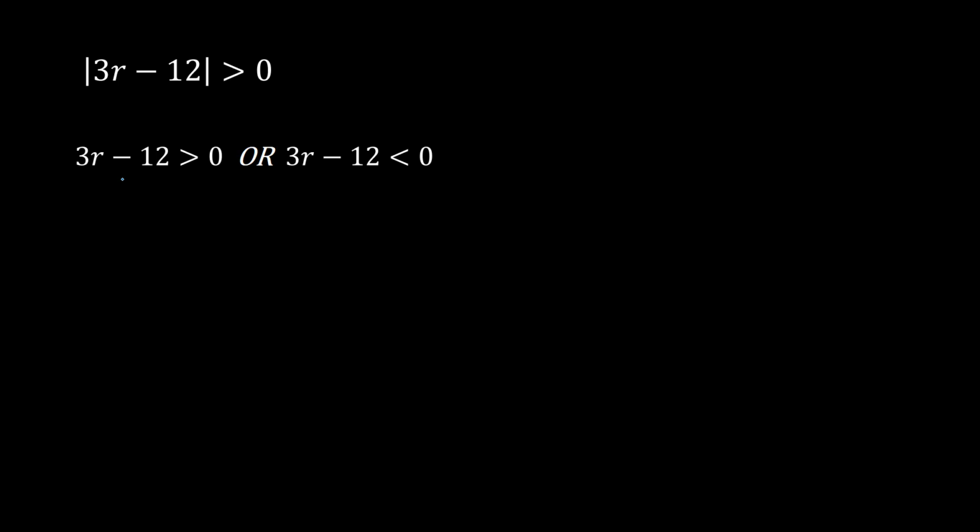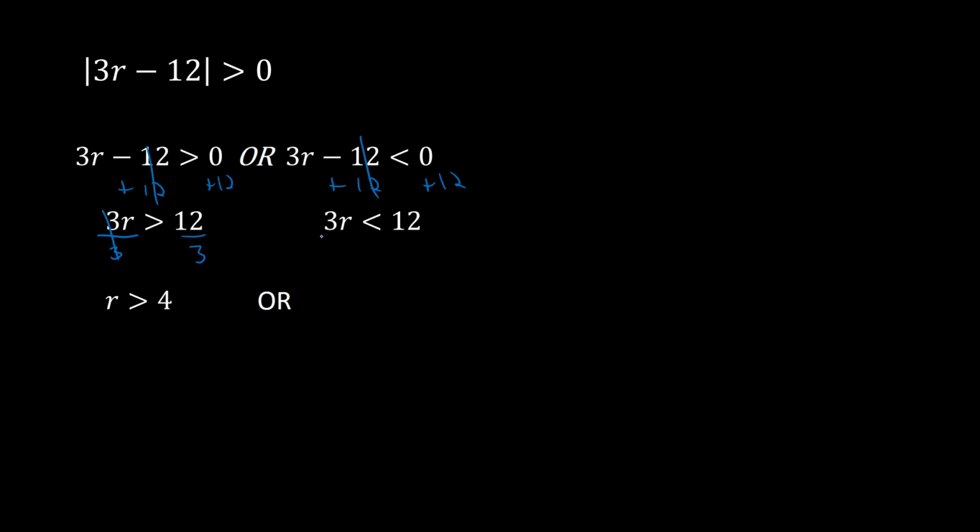So to solve this, we add 12 to both sides. We're going to get 3r is greater than 12, and then divide both sides by 3. We're going to get r is greater than 12 over 3, which is 4. And then case 2, same thing. We can add 12 to both sides. We get 3r is less than 12. Divide both sides by 3, and we get r is less than 12 over 3, which is 4.